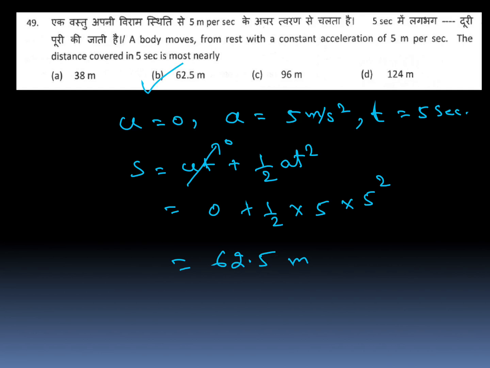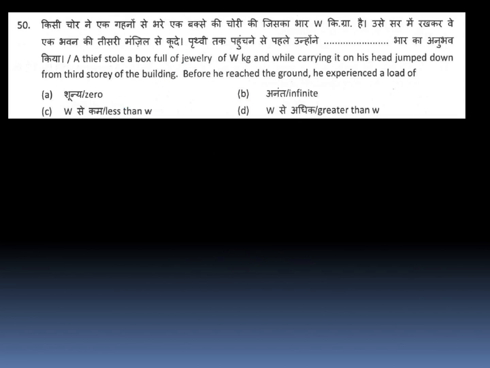A thief stole a box of jewelry of W kg and while carrying it on his head jumped down from a third story building. Before he reached the ground, he experienced a load of? Jumping, so coming downwards, this is the thief.